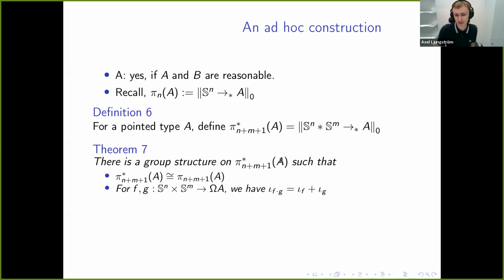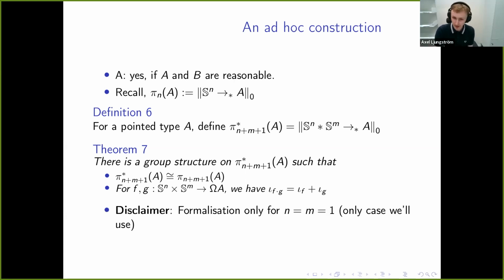So what we can show is that there's a group structure on this, and this is quite natural because this is actually equivalent to a sphere. But it's also a very nice group structure in the sense that if you have two functions f and g from Sn cross Sm into omega A, you have that this iota construction of f composed with g is actually iota f plus iota g in this group. So we've given some form of meaning to this statement. And this will be used quite heavily in the proof, but implicitly, because I don't have time to go into details, of course.